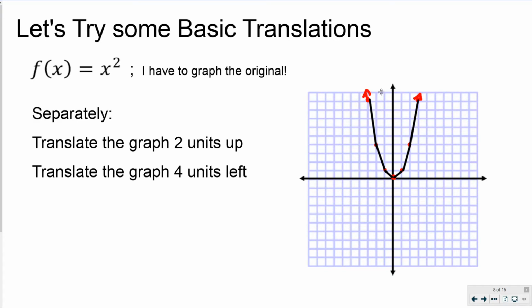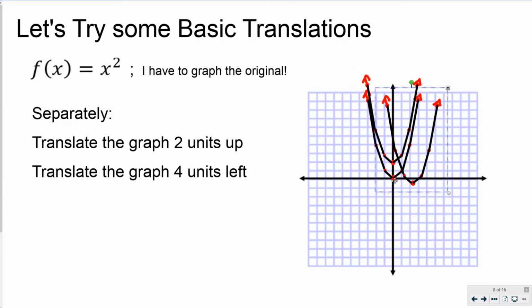So for this function, f of x equals x squared, it says to translate the graph 2 units up. So what I am going to do here is duplicate and drag this graph around. Right now I have this graph starting here, and I'm going to move every single one of those units up 2. So I moved it up 1, and I moved it up 2. You can see that I have performed a translation of moving it up 2.